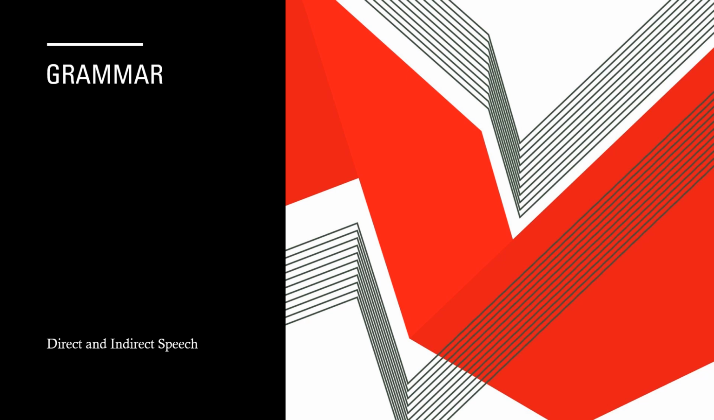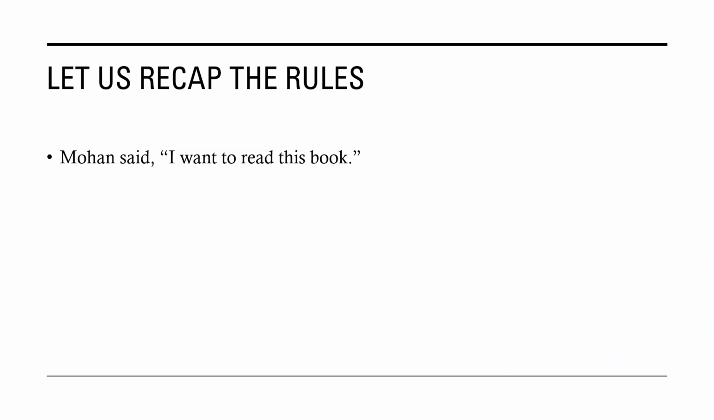Hello everyone, welcome to our second lesson on direct and indirect speech. Before we start, we will quickly recap the rules that we have already learned for changing a sentence from direct to indirect speech. Example: Mohan said, "I want to read this book." How are we going to change this into indirect speech?